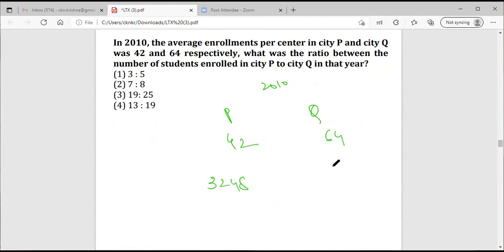32, 48, 24, 36. You mean to say in city P, the total number of coaching centers of computers is 32, 48. Per each center, there are 42 students. In city Q, there are 64 centers, with 64 students in each center. The number of centers is 2436.